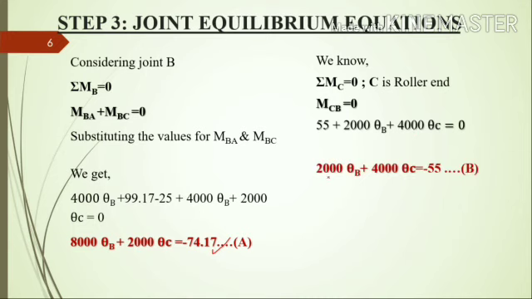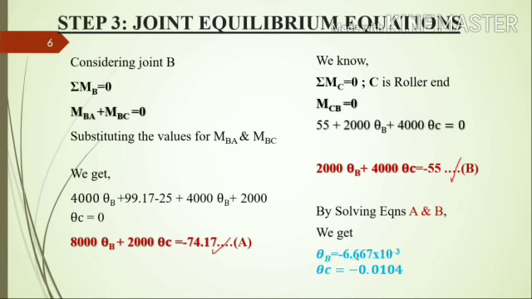So this is our second equation, 2000 theta B plus 4000 theta C equal to minus 55. Then we have two equations and two unknowns. By using calculators we can solve these equations A and B. Then by solving we get the value of theta B equal to minus 6.667 into 10 raised to minus 3 and theta C equal to minus 0.0104.